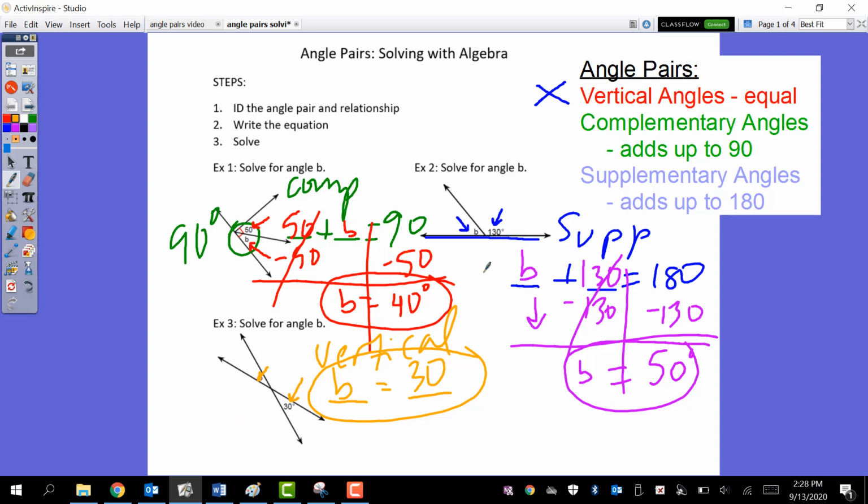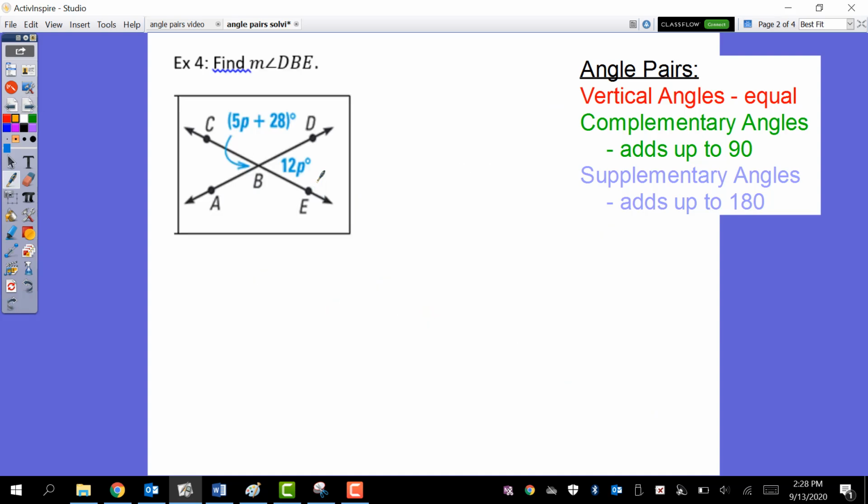When it's just numbers and not a whole lot of X's, it's pretty easy. But let's look at some with X's. It's still the same steps: identify, write the equation, solve the equation. In number 4, it says find the measure of angle DBE. So I'm going to highlight that on my picture. DBE is that angle right there, and that's what I want to figure out. To figure that out, I have to solve for X.